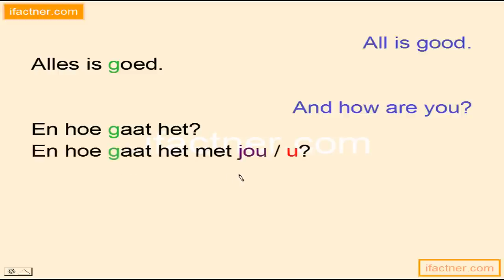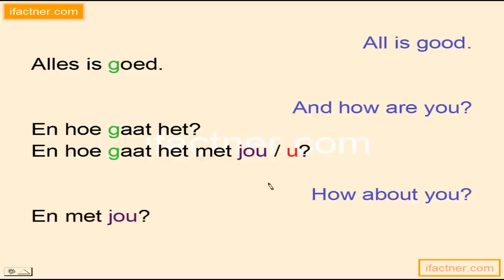And hoe gaat het met jou or u? And hoe gaat het met jou, met u? How about you is pronounced as en met jou. You can say, hoe gaat het? En met jou? And what about you? And how about you? En met jou or en met u.